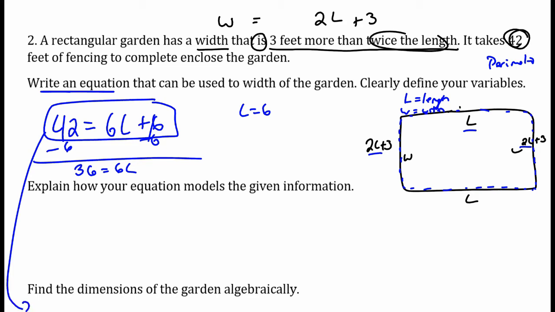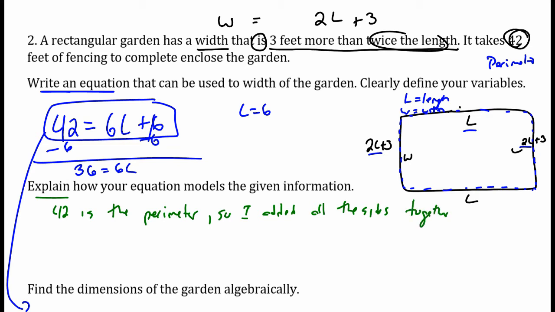Explain how your equation models the given situation. So 42, explain means a sentence, is the perimeter. So I added all the sides together. 42 is the perimeter, because that's the fence, and I added all the sides together.